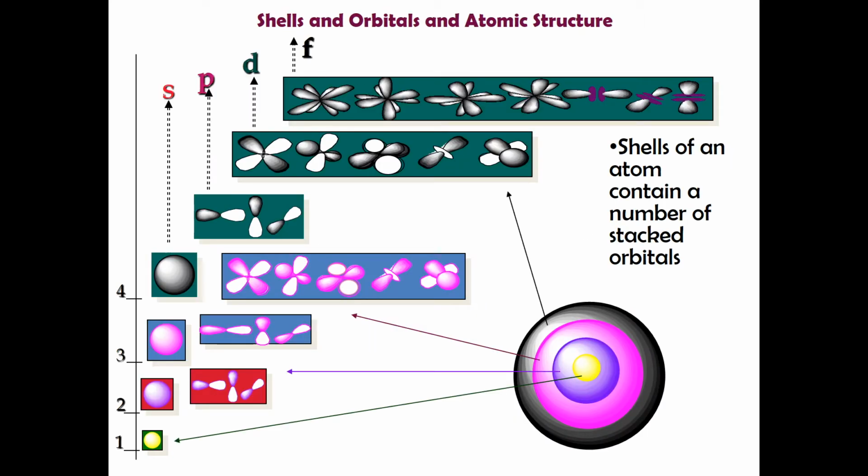So, shells and orbitals in atomic structure. Shells of an atom contain a number of stacked orbitals. Let me see if I can find a better representation of the difference between a shell versus an orbital.